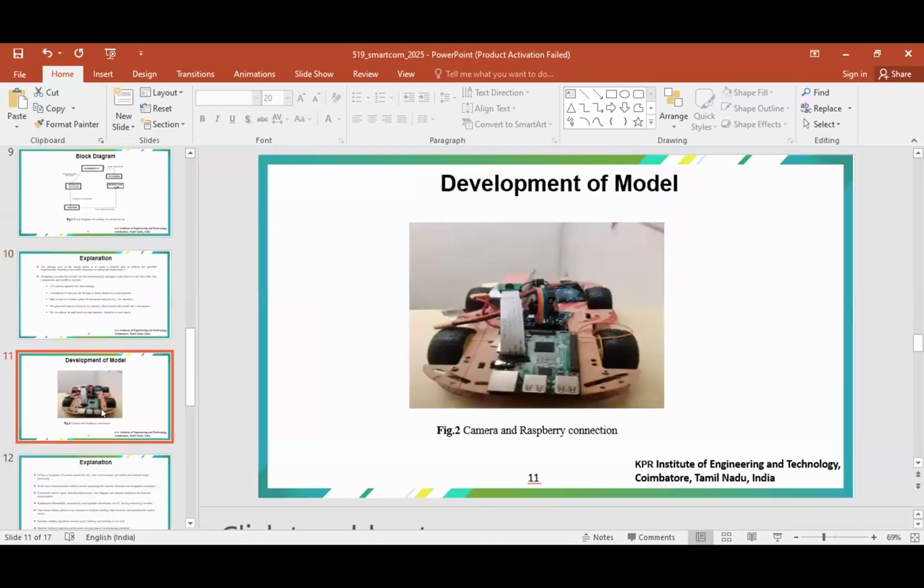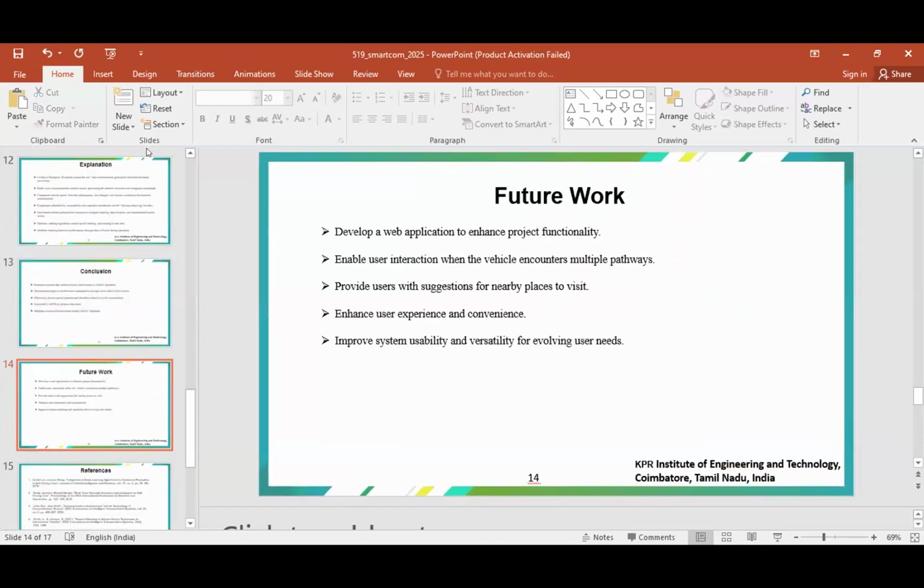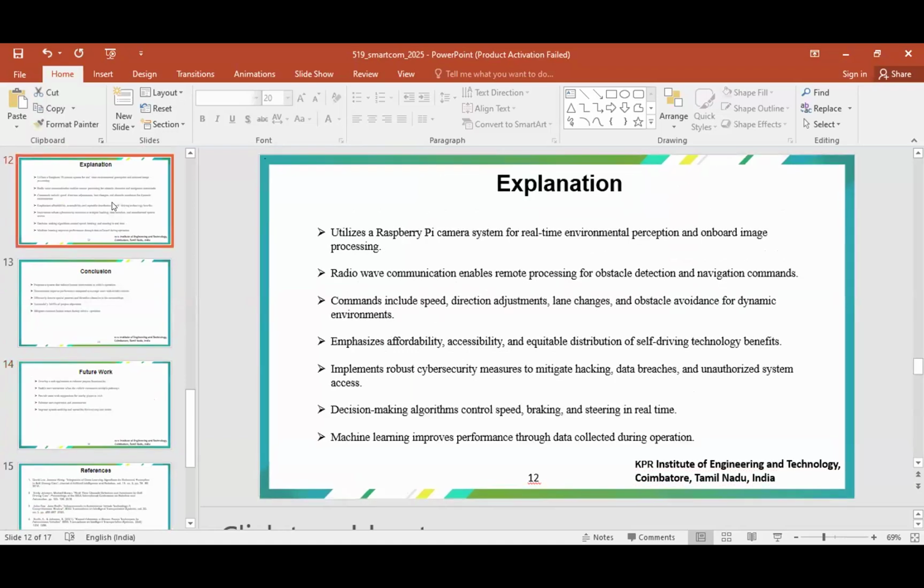And here is the developed model of the project. We have connected a Raspberry Pi with a camera. And here's the explanation. It utilizes a Raspberry Pi camera system for real-time environmental perception and onboard image processing. Radio wave communication enables remote processing for obstacle detection and navigation commands. Commands include speed, direction adjustments, lane changes, and obstacle avoidance for dynamic environments.